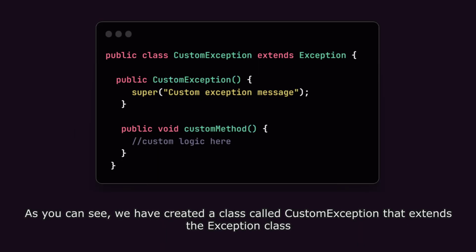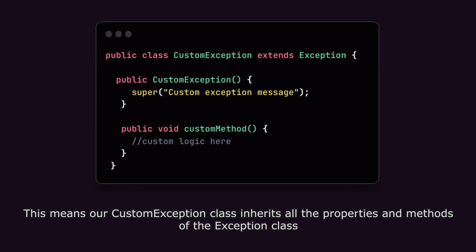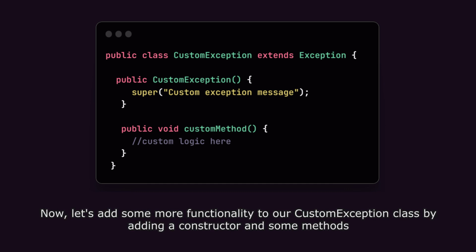As you can see, we have created a class called CustomException that extends the Exception class. This means our CustomException class inherits all the properties and methods of the Exception class. Now let's add some more functionality to our CustomException class by adding a constructor and some methods.